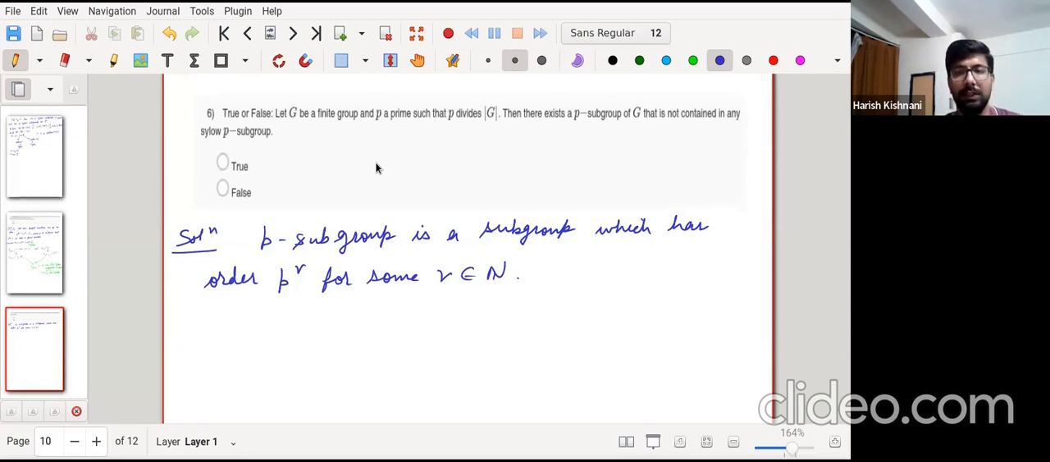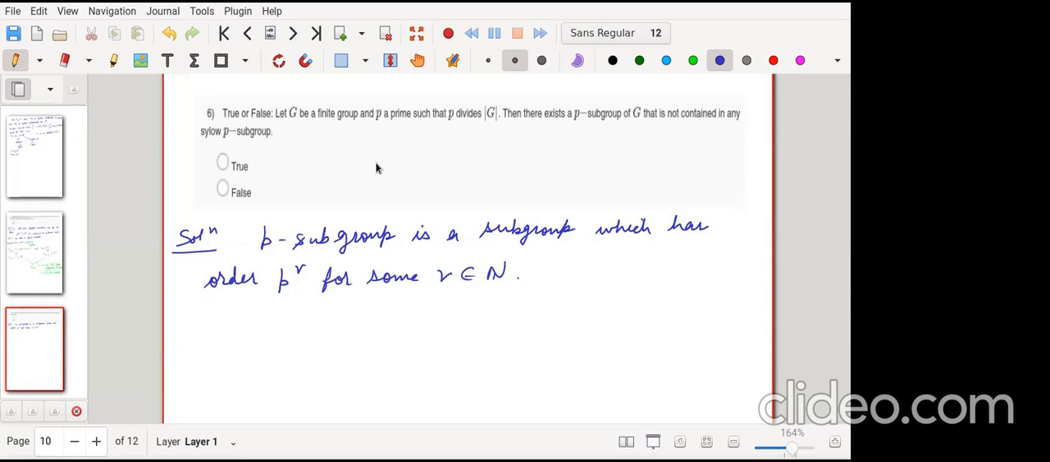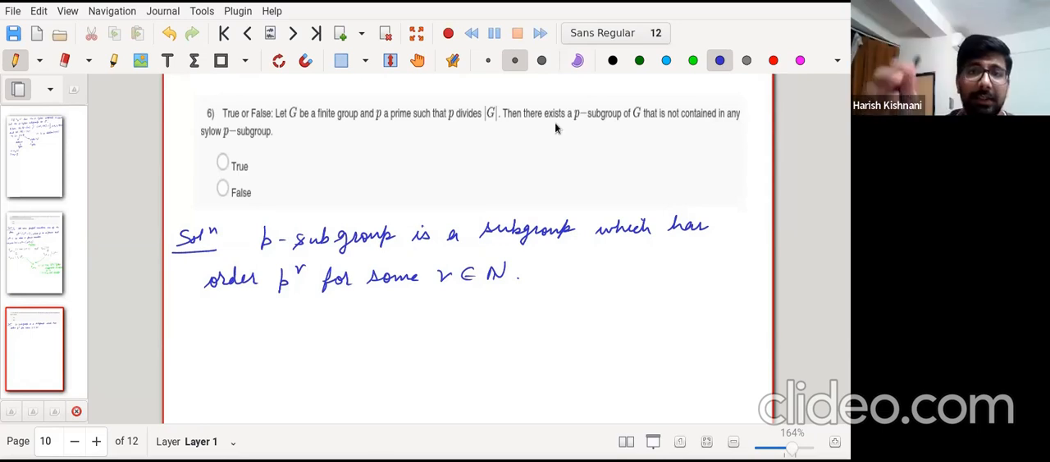Okay, Ravi Shankar, thanks. So it says there exists a p-subgroup of G that is not contained in any Sylow p-subgroup. So I'm saying the statement we are going to prove is this, that each p-subgroup of G is contained in some Sylow p-subgroup. So the statement is false. There won't be such a p-subgroup. For each p-subgroup, you will surely find some Sylow p-subgroup such that that subgroup is contained in the Sylow p-subgroup.